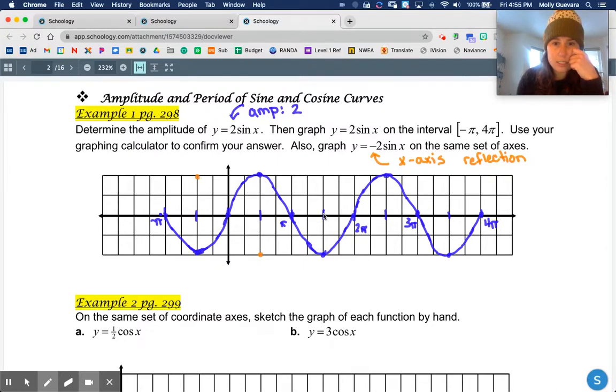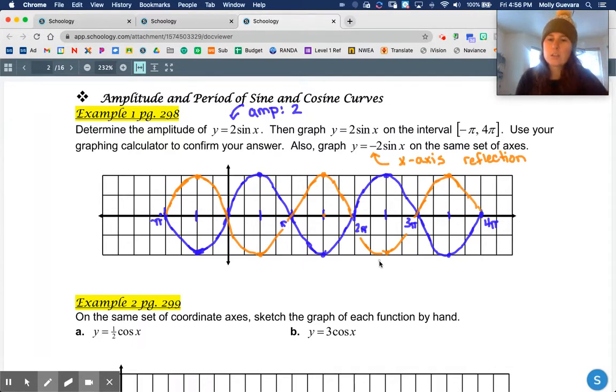So all the ones at 0, oops, I'm not thinking. All the ones at 0 are going to stay. But all the ones that are at 2 or negative 2 are just going to flip over the x-axis. So apparently I cannot talk and draw this at the same time. But I'm doing an okay job.